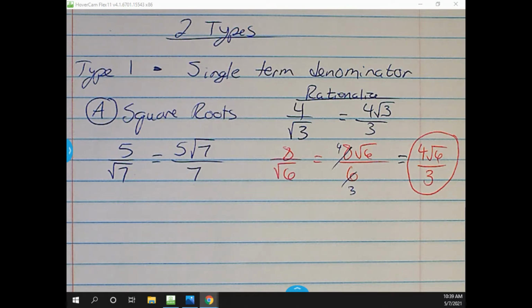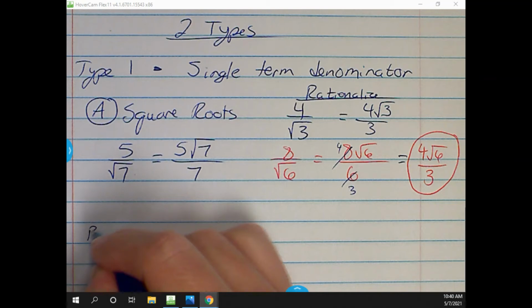Okay, so that was what we've kind of done in the past. So hopefully you're looking at that going, okay, maybe it's flashing back and coming back to you for those. Here's the second type. This is the one that gets a little bit tougher.